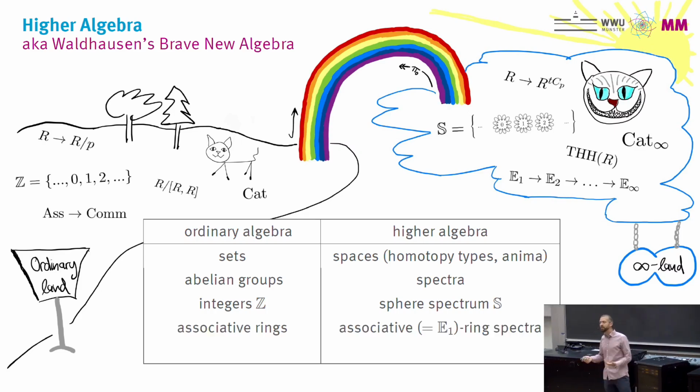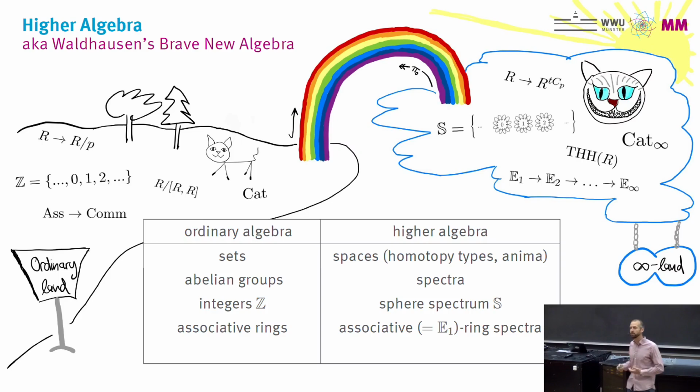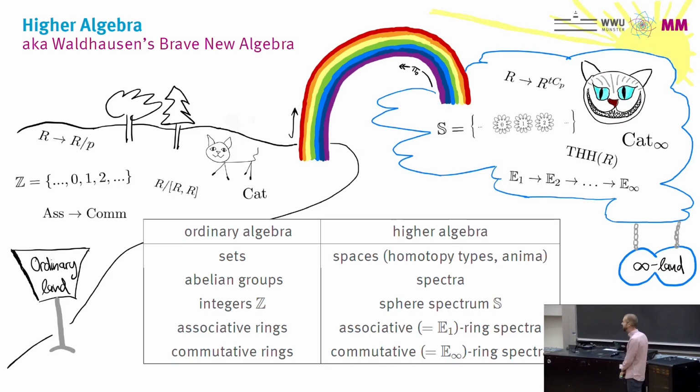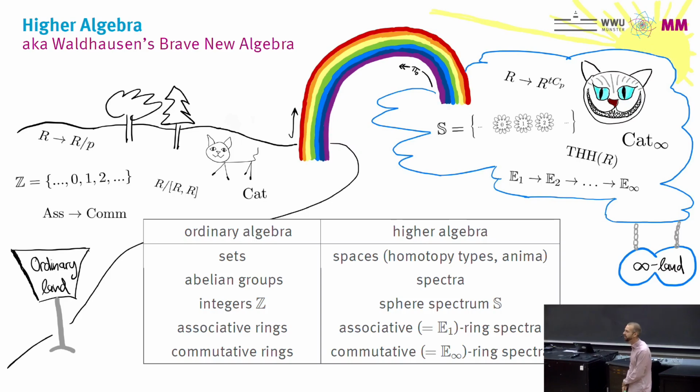Okay, and then the concept of an associative ring gets replaced by an associative or E1 ring spectrum, and the concept of a commutative ring gets replaced by a commutative or E-infinity ring spectrum. And one thing that is very important is that there are ways to transition between the two lands. You can start with a thing in ordinary land like a set and consider it as a space with the discrete topology. Or you can take an abelian group and consider it as a spectrum, the associated Eilenberg-MacLane spectrum. The same for rings, they give rise to a ring spectrum, and that's a fully faithful functor. So ordinary land embeds fully faithfully into infinity land.